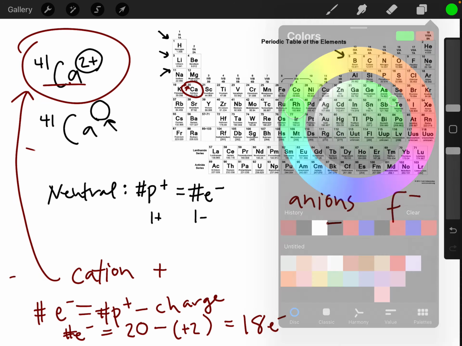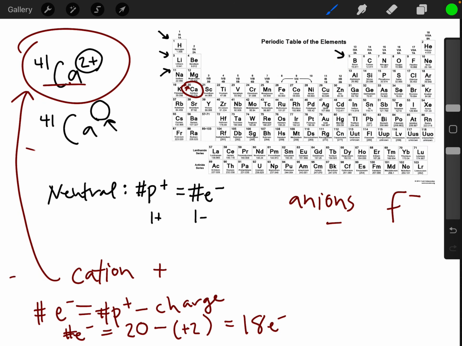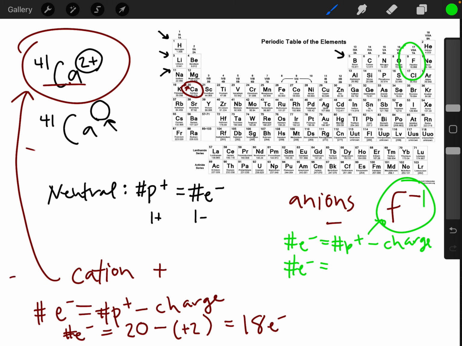Now for an anion, you're still going to do the same thing. You're going to do number of electrons equals number of protons minus your charge. So in this case, for fluorine 1 minus, if there's no number by it, you can assume a 1. It's just because we're lazy. We're going to say number of electrons equals number of protons. So I'm going to go up the periodic table. I'm going to see that fluorine is always going to have a number 9 for its protons because that's like its ID number. And then I'm going to subtract the charge that I was given.